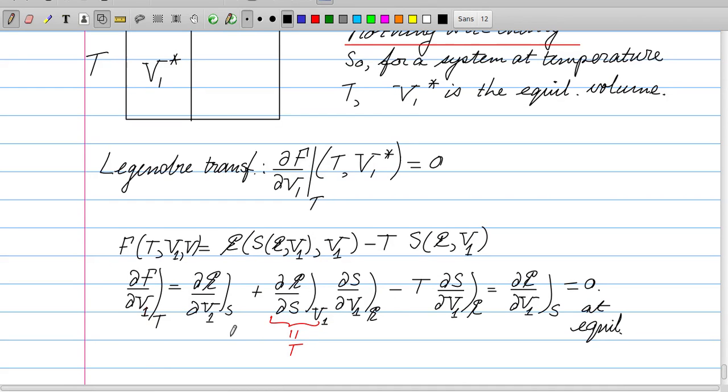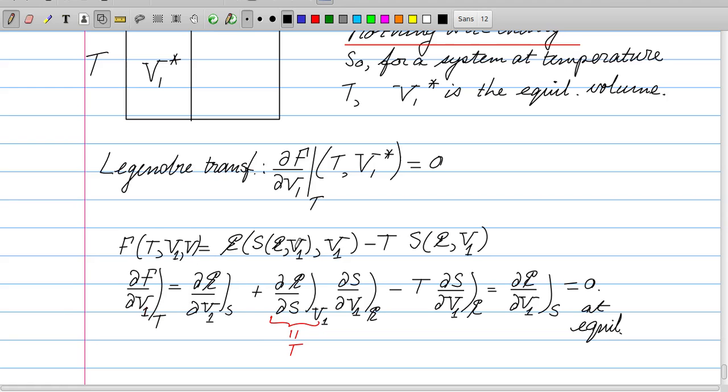Now, the expression for F is E minus TS, and we should keep in mind that in this case we view S as a function of E and V1. So we have S as a function of E and V1, and also here we consider E to be a function of S and V1. We keep V fixed, so we also omit the dependence on that V. Then we calculate dF/dV1. First we will get ∂E/∂V1, so that's the derivative with respect to this V1.